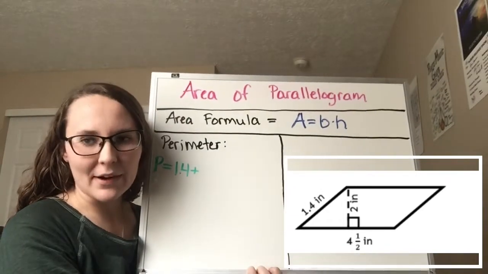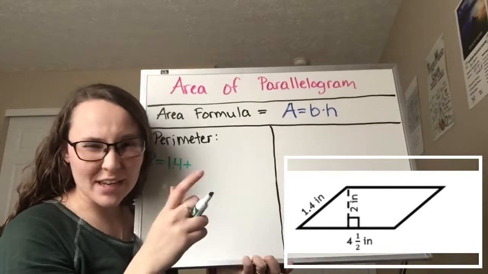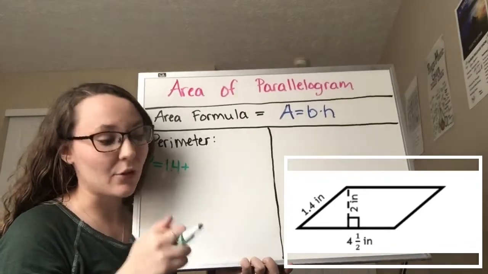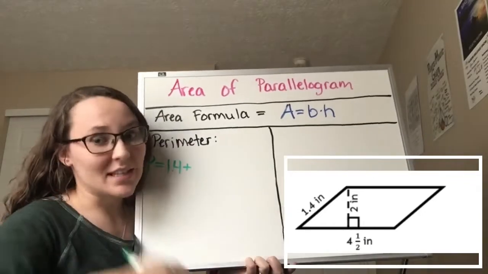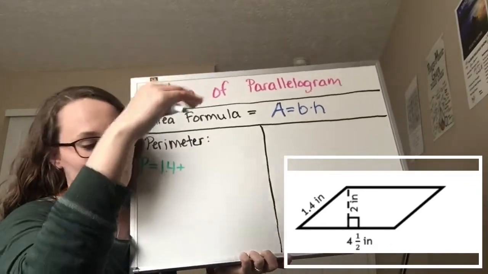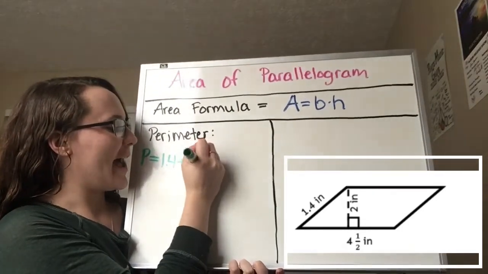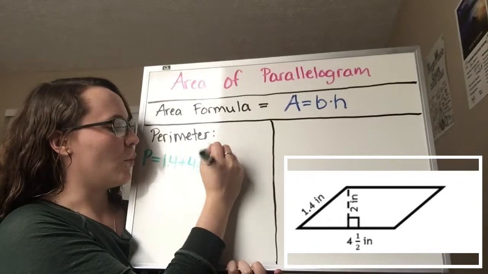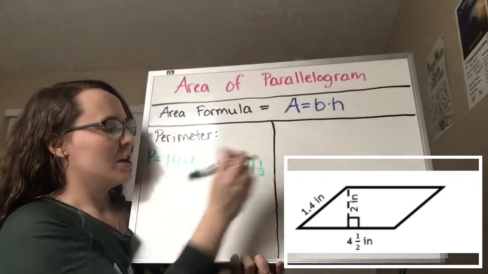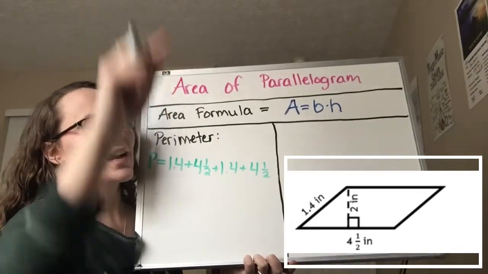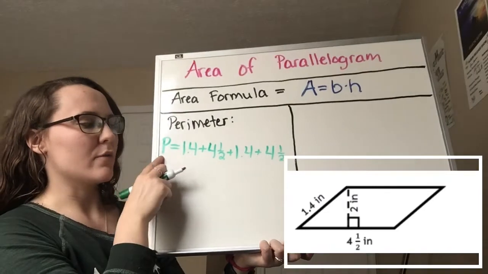It's not written there, but we know that it's the same as the bottom in this case, because if it's not written, you can assume it's the same as another length you were given, or we also know that it's a parallelogram. Two sets of parallel sides would force it to be the same as the bottom. So 1.4 plus 4.5 plus 1.4 again plus 4.5. I just went around the outside of the shape, adding up all of those side lengths, with a capital P for perimeter.